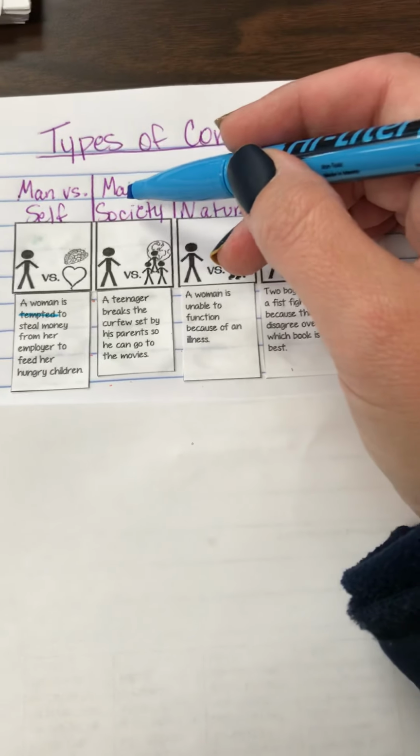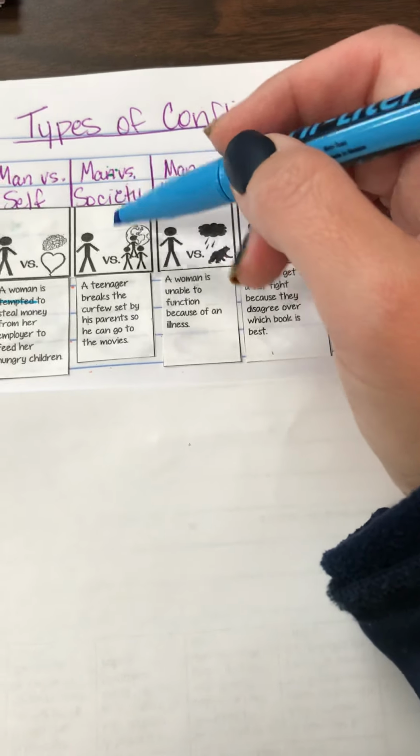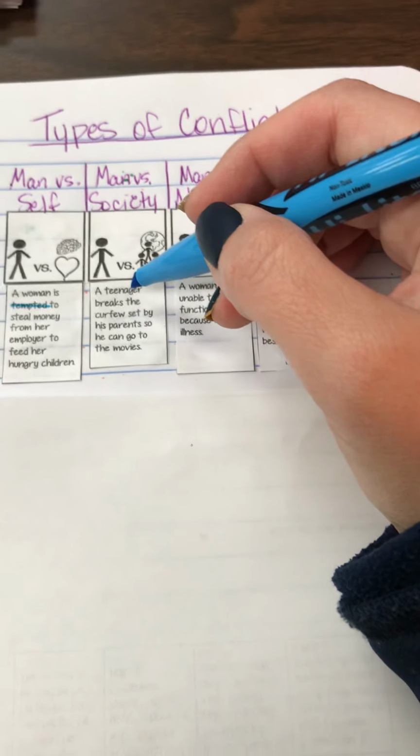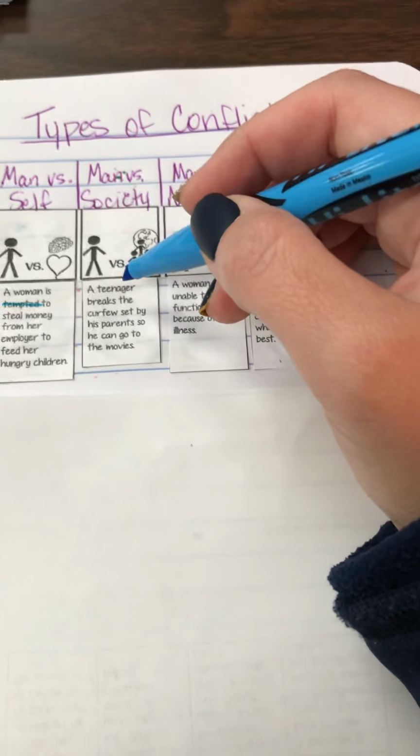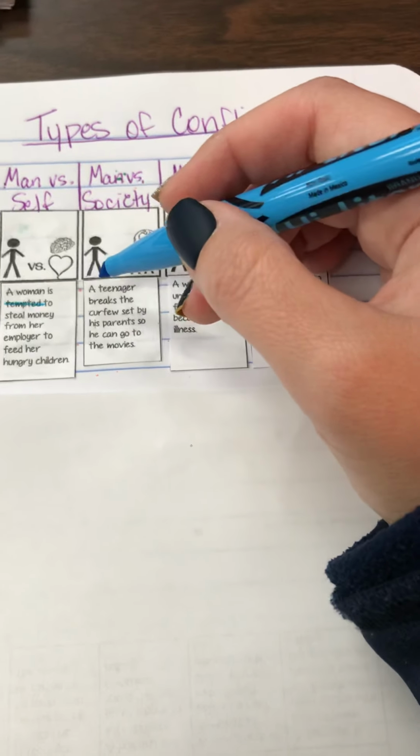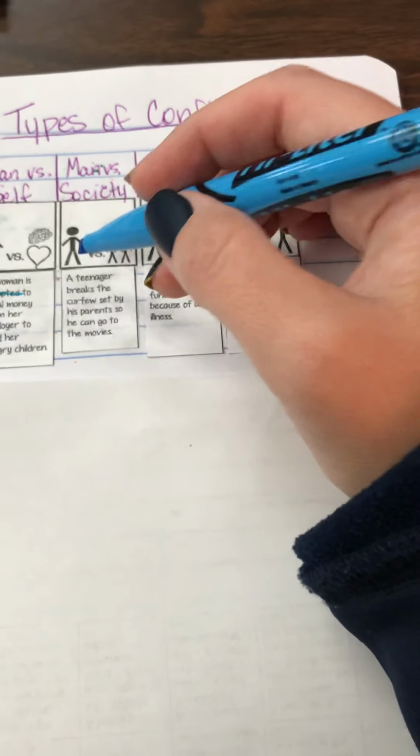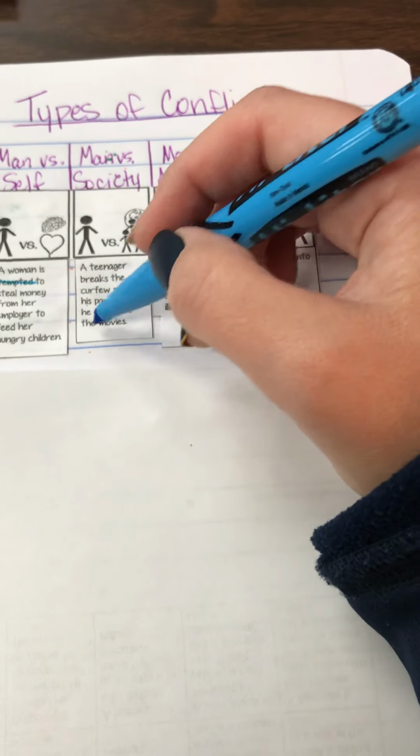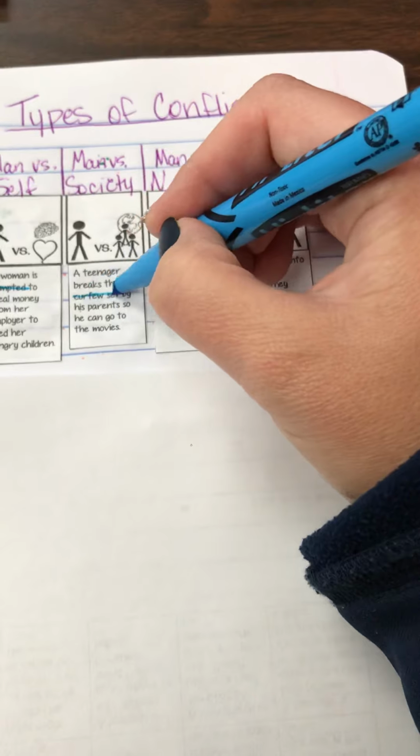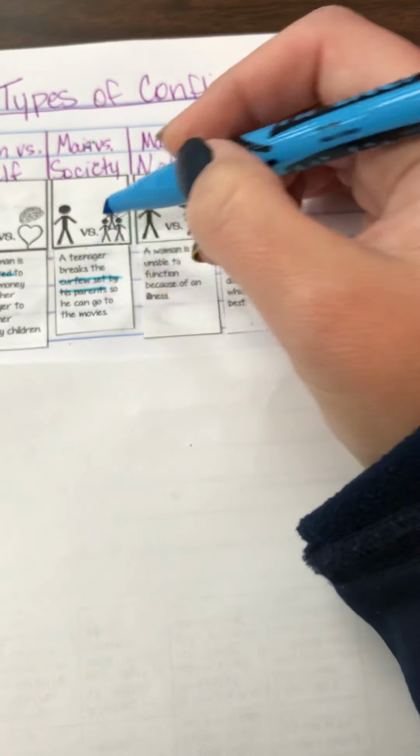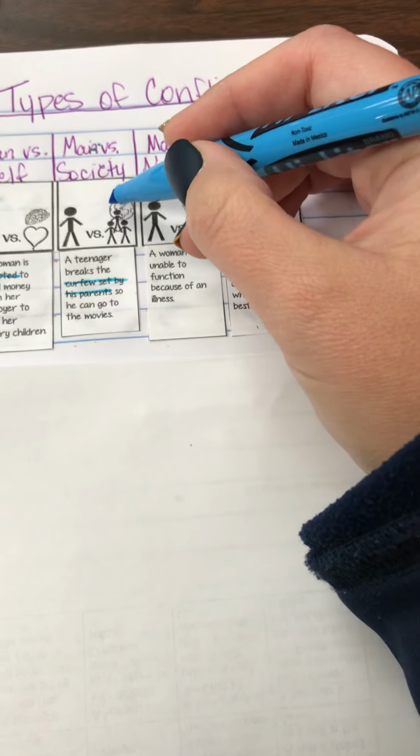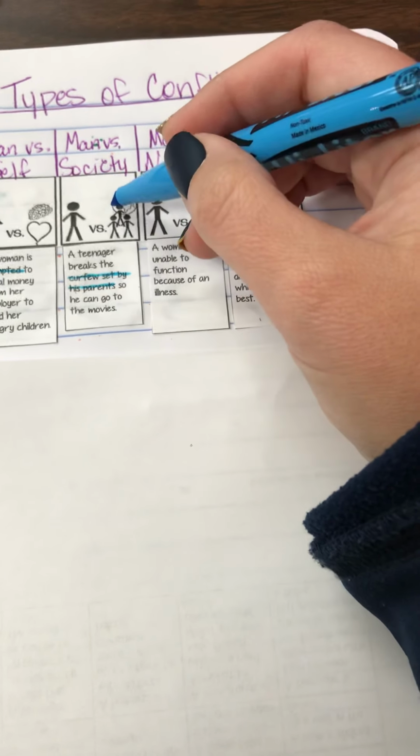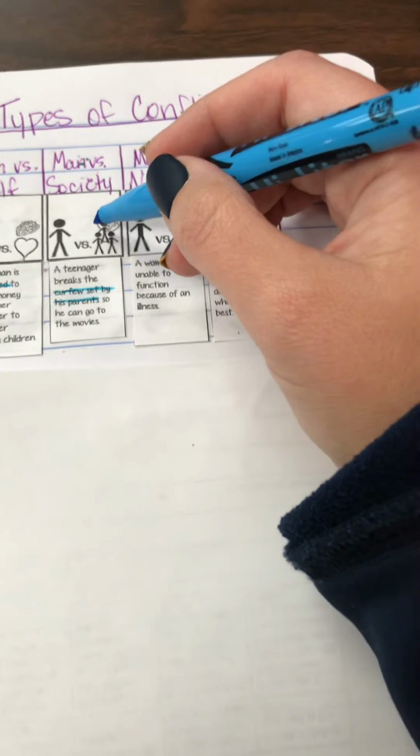My next example is man versus society. So society can be rules or procedures that are put in place by law or by your culture. So this one, a teenager breaks the curfew set by his parents so he can go to the movies. So a curfew set by his parents. His parents have a curfew that are set by them, and he is choosing to go against that. So he is going against rules and regulations.